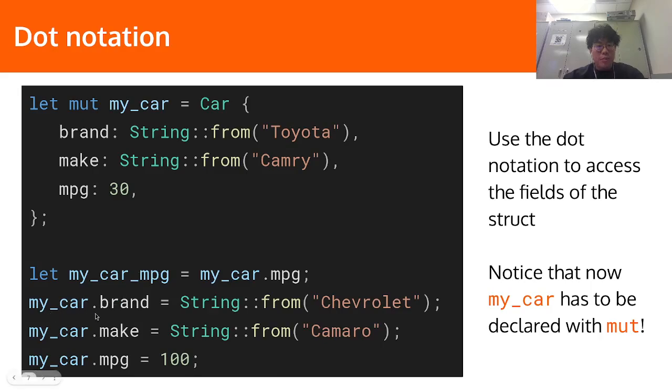Here we give an example of how we can modify the value within the struct. We do mycar.brand equals String::from("Chevrolet"), and this is how you change the value of a field inside the struct. Notice that when you want to change any field within a struct, you have to declare the instance as mutable. Rust doesn't allow you to declare each individual field as mutable. So if you want to modify even just one of them, you have to declare the whole struct as mutable.